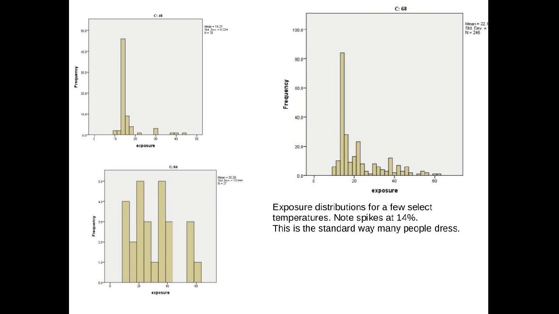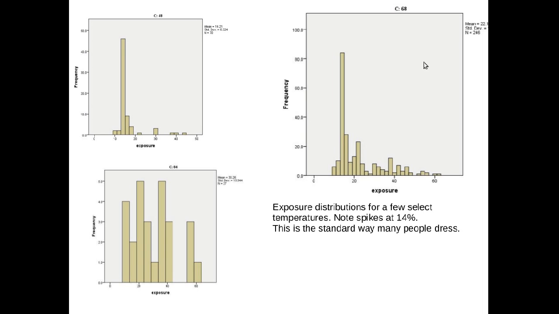And then another thing you could do is you could slice out a particular temperature and see what the distribution looks like for the whole temperature. So for example, at 48 degrees, then there was a spike here at 14%. That's the most common spike anyway. So when it's chilly out, most people aren't exposed.